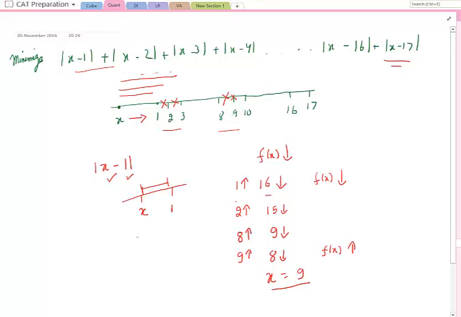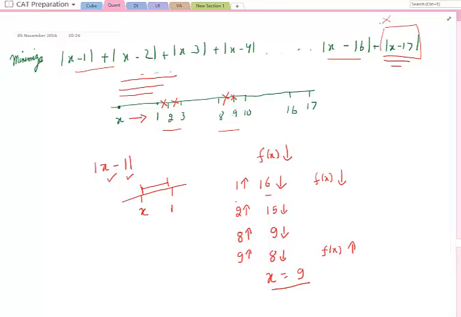Now, once you know this concept, you should also try what would have been the answer if the expression went only till |x - 16|. If we hadn't had this last part of the question, then how would you have solved it? It requires a bit more thinking, but try that on your own.